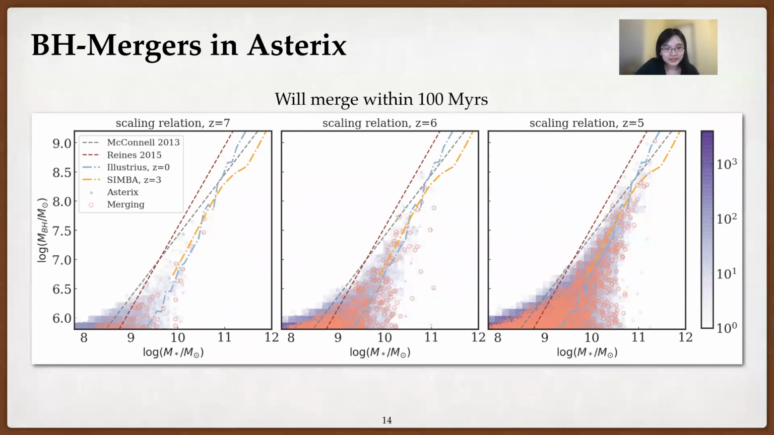Here we are in particular interested in where those merging black holes and galaxies reside. Here I'm showing the scaling relation, where I use the pink circles to mark the black holes that are going to have a merger event in the next 100 megayears. And we can see that those merging black holes lie pretty uniformly in the overall population. This indicates that merger events take place at all mass scales.